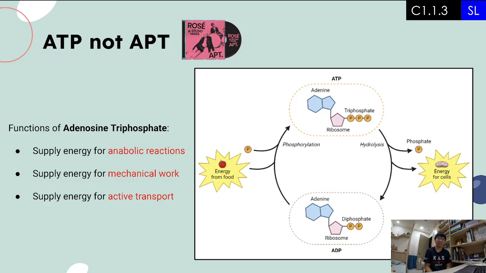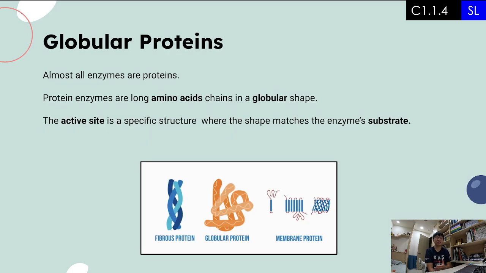So ATP is really useful. It supplies energy for almost everything in our bodies, including anabolic reactions. If you remember, it's building big from small, and you need energy for that. It's also used for mechanical work, like running or moving the flagella, and active transport, when you're having active pumps from low concentration to high concentration. You all use ATP, so it's important energy.